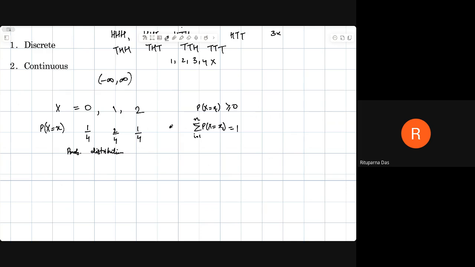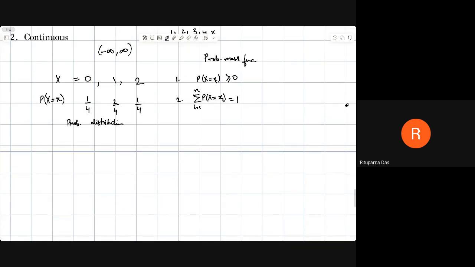and for these individual probability mass function values, the sum of all of them should be equal to 1. Okay, so this is for discrete probability.